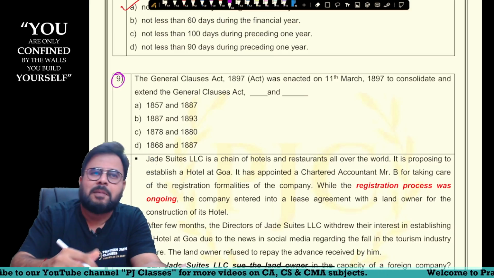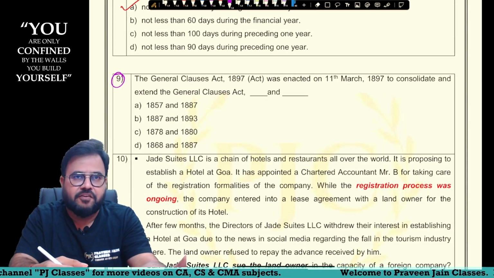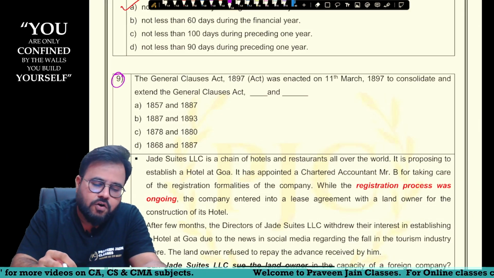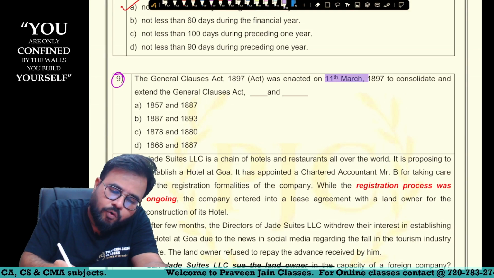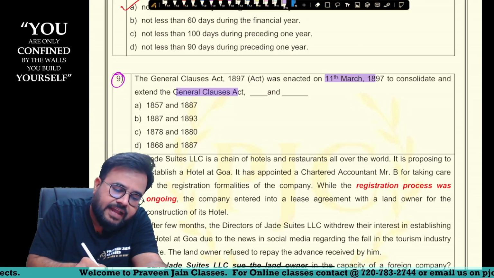Now this is some MCQ. This is that type of an MCQ, sir, where students may find a little difficulty, sir. The reason is numbers are involved, sir. Now anyway, the General Clauses Act was enacted on 11th March 1897 to consolidate and extend the General Clauses Act dash and dash.